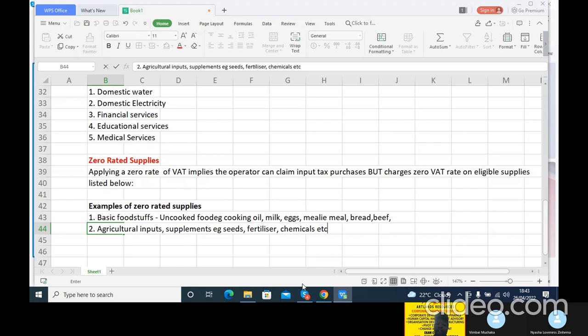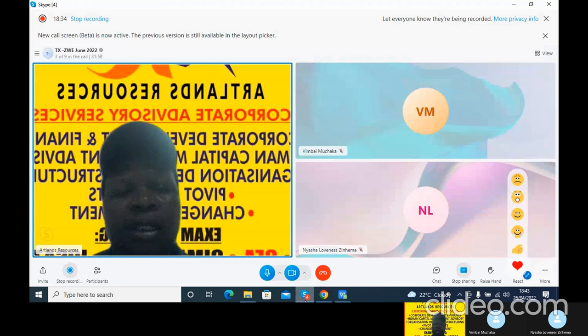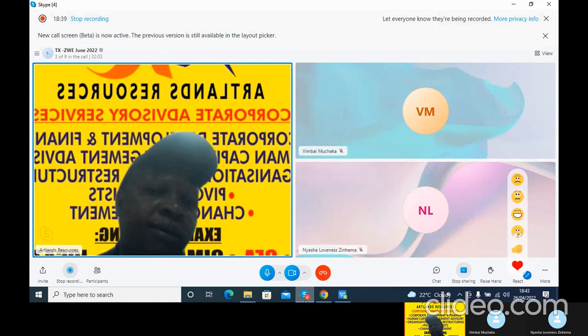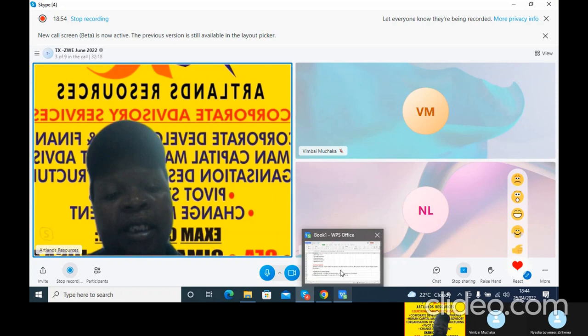necessarily mean you are into planting. Most students, when they hear the word seeds, what comes to their mind is planting. So they think of maize seeds and tomatoes, and seeds means inputs. So if you are getting day-old chicks, piglets, the small ones, my day-old chicks, those are zero-rated supplies. And another thing which is zero rated is sales of agricultural crops.